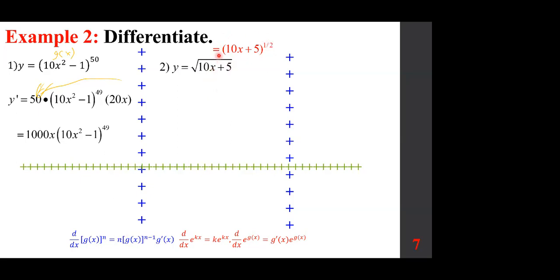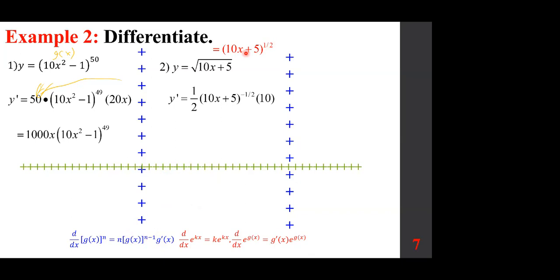One half sits in front. 10x plus 5, g of x, to the power of n minus 1. 1/2 minus 1, which is negative 1/2. And then we need g prime of x, the derivative of the parentheses, which is simply 10. Does that make sense, everybody? So we're done with calculus. We are going to use the algebraic technique to finish the job.